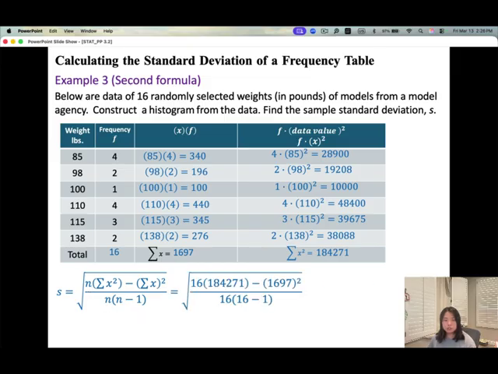Use your calculator. You're going to get the same answer. Sample standard deviation will be equal to 16.90 pounds.